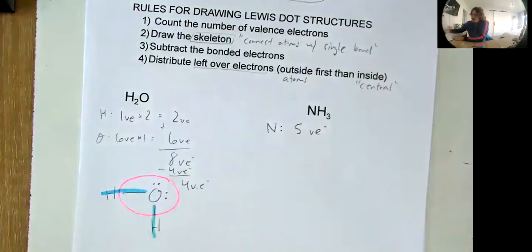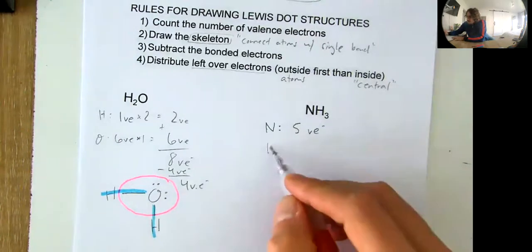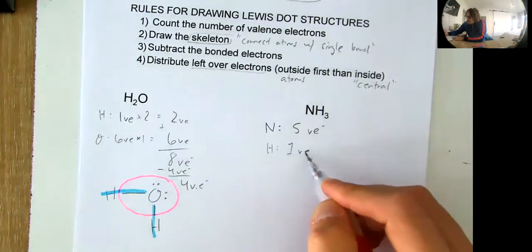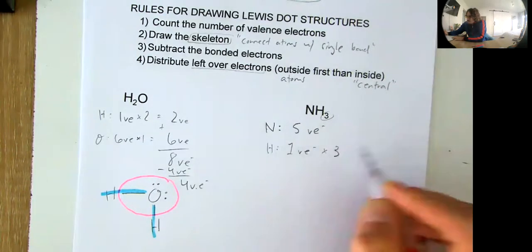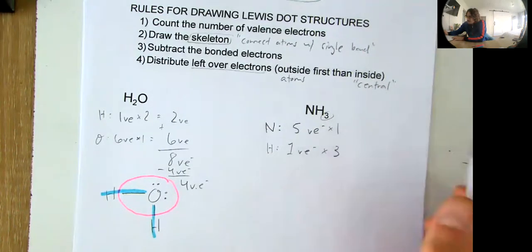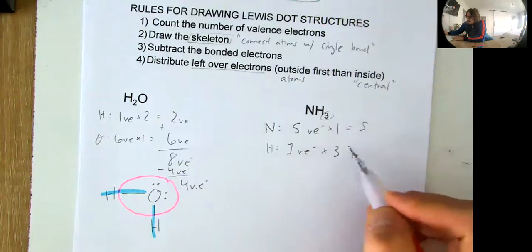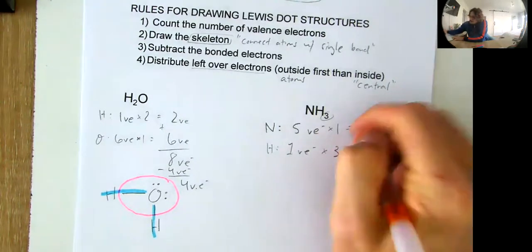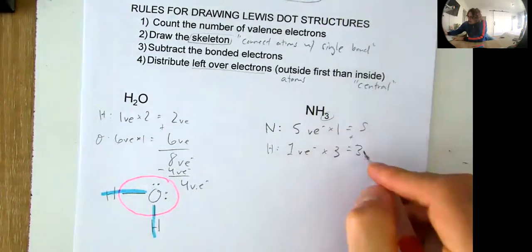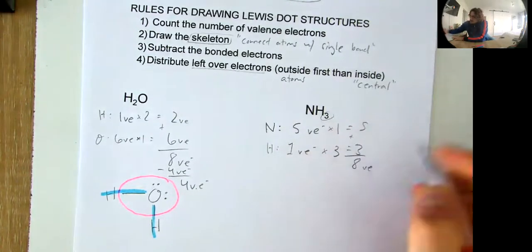So that's why nitrogen brings in 5. We know hydrogen brings in 1 valence electron, but there are 3 total hydrogens, so we need to multiply that by 3, and we forgot to multiply that nitrogen by 5. So nitrogen brings in 5, hydrogen brings in 3, and we have a total of 8 that we need to draw. So how does it look?